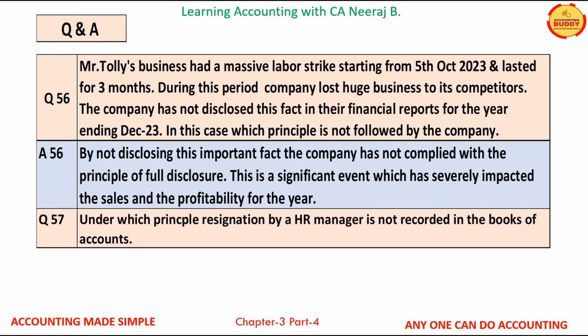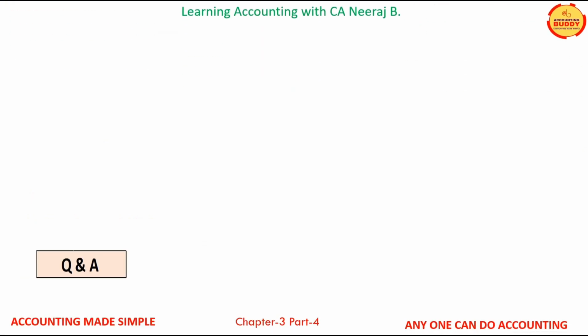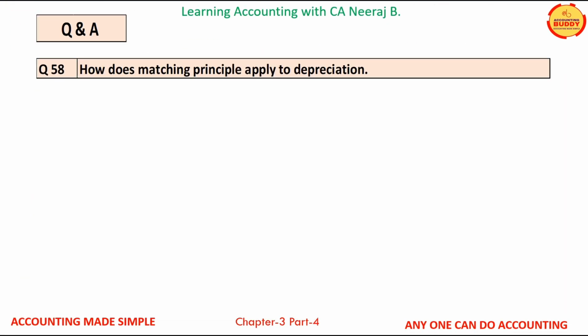Question number 57. Under which principle the resignation of a HR manager is not recorded in the books of accounts? The answer is money measurement principle. Question number 58 on your screens is how does matching principle apply to depreciation?